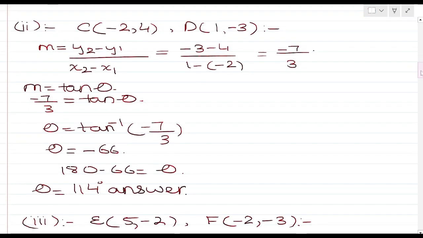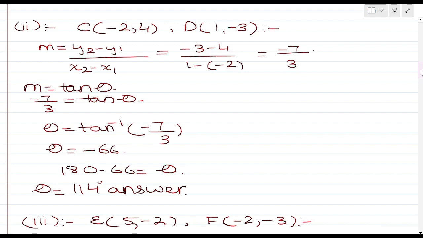Moving on to the second part, here we have 2 points, which are C (-2, 4) and D (1, -3). So what will happen? We will again use the same formula of slope, which is (y2 - y1) / (x2 - x1). Placing the values, we get (-3 - 4) divided by (1 - (-2)). So that is -7/3.